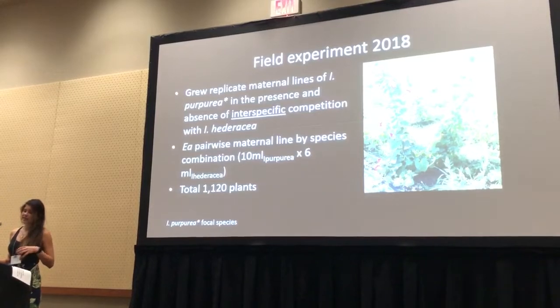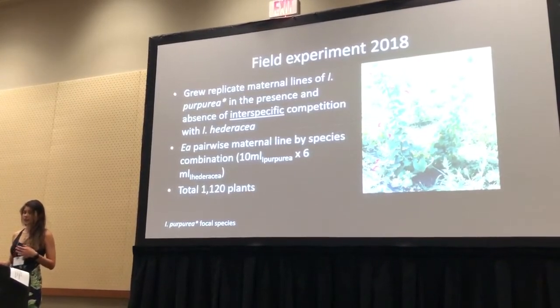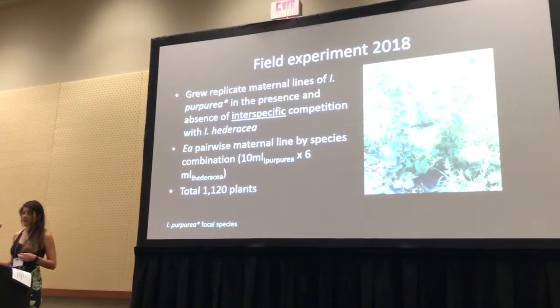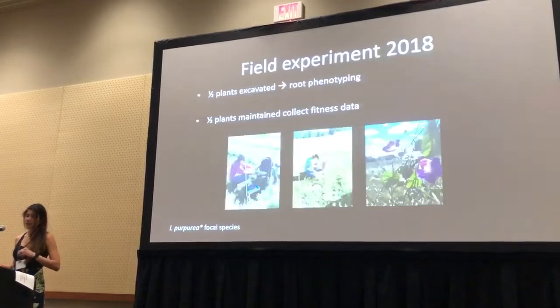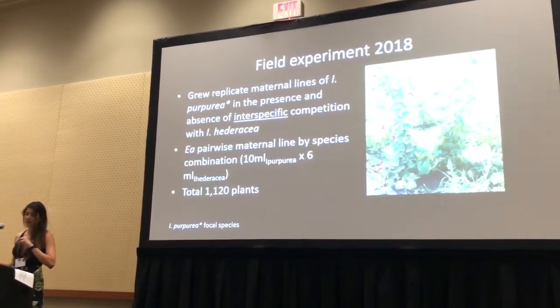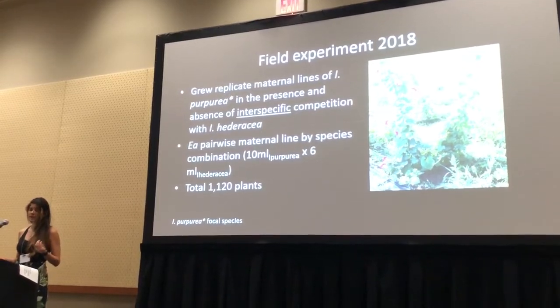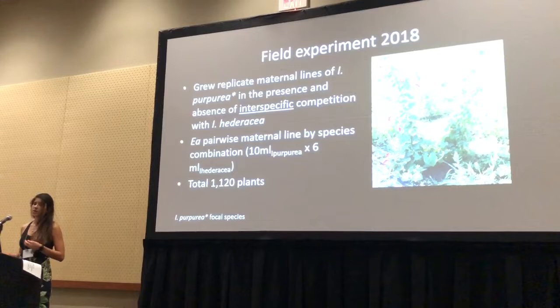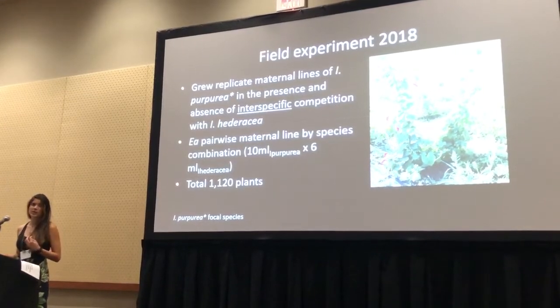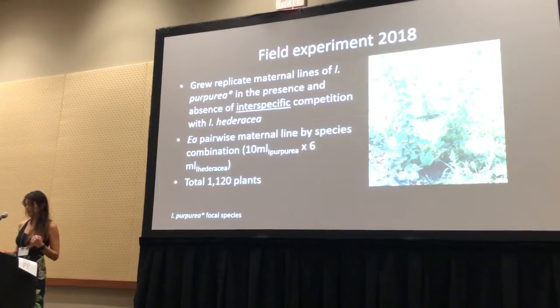So in 2018, I did a field experiment where I grew replicate maternal lines of Ipomoea purpurea, my focal species, in the presence and absence of interspecific competition with I. hederacea. Specifically, in competition, I examined every possible pairwise maternal line by species combination for 10 maternal lines of Ipomoea purpurea and 6 maternal lines of Ipomoea hederacea. So this is 60 unique combination pairings. I had a total of about 1,120 plants.